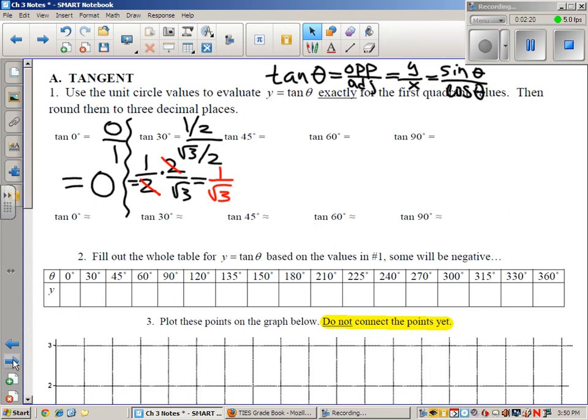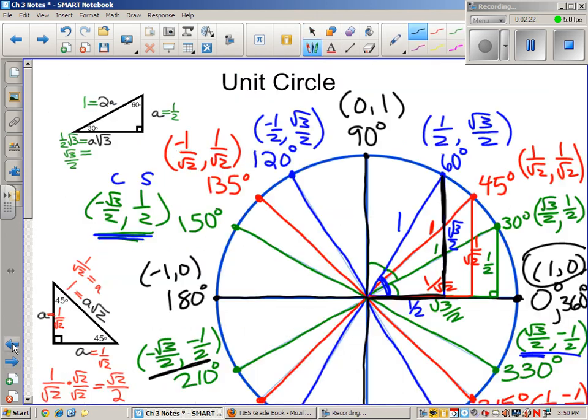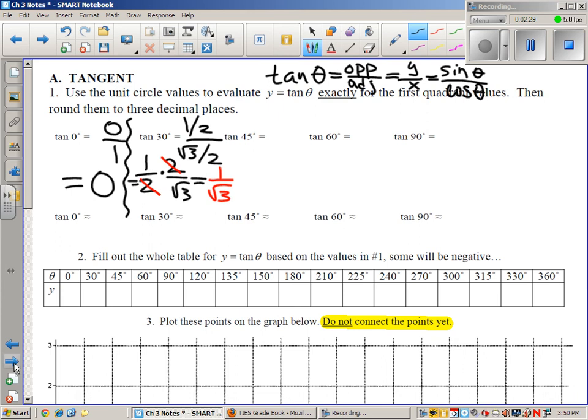Moving on, at 45 we've got two of the exact same x and y coordinates. It's 1 over root 2 and 1 over root 2. So when I divide those, whenever you get the same number over itself, it's always equal to just 1. It's like 5 over 5, 7 over 7, pi over pi. It's just equal to 1.